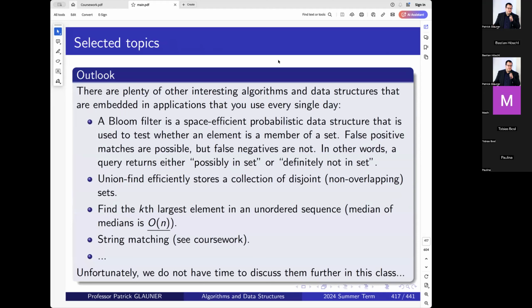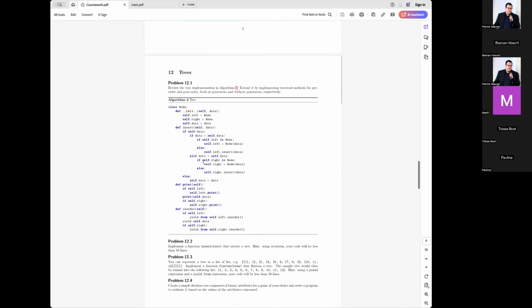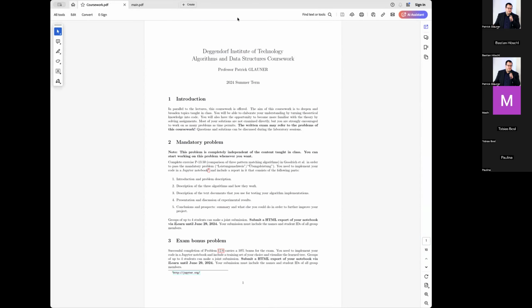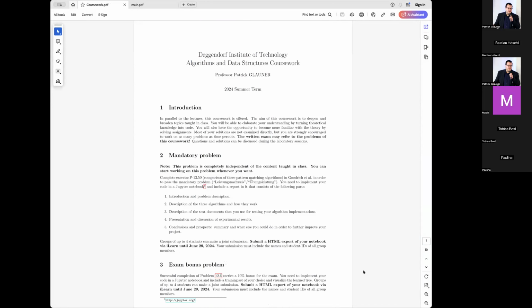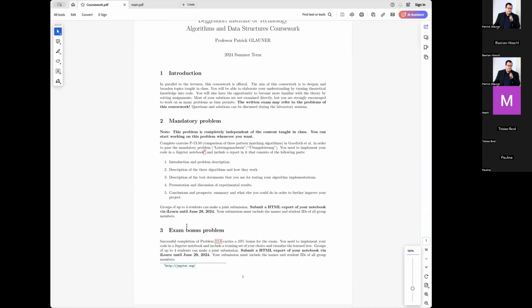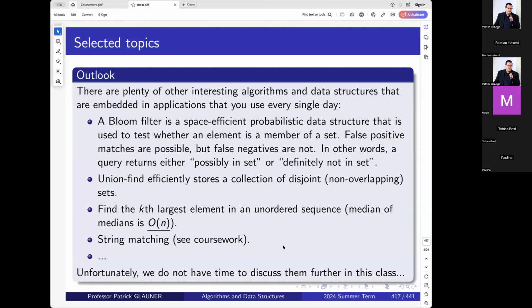There is an outlook that I briefly want to discuss. If you look at the coursework, there is the coursework problem on string matching. Concretely, this is the exam bonus. No, it's the mandatory problem, which is string matching. This is something that you can study on your own from the book and then implement these algorithms. And so we don't need to discuss this here in the course.